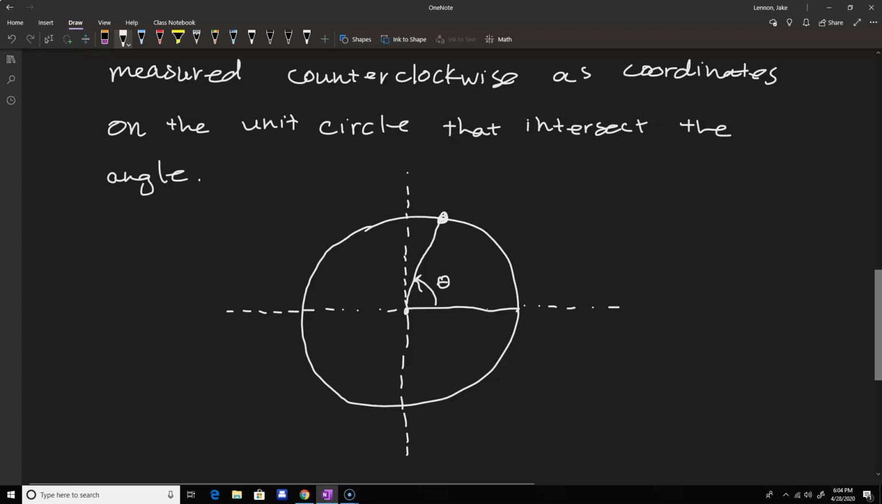So we start from that part and then we measure counterclockwise until we intersect that point that we're discussing. So the xy coordinates that represent this point right here on the unit circle corresponding to that angle theta are the cosine of theta and the sine of theta respectively. So on this unit circle measurement, the cosine is representing the x coordinate and the sine is representing the y coordinate.